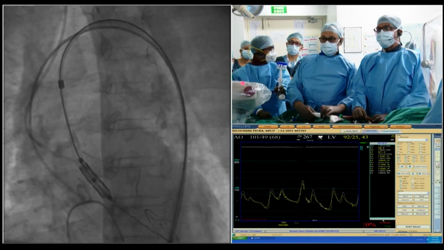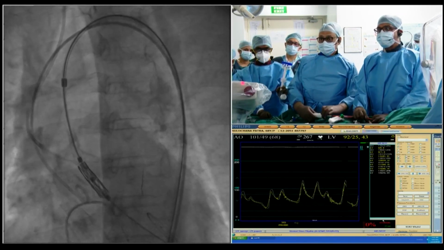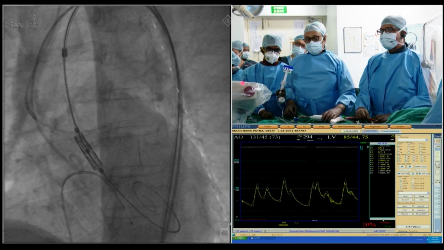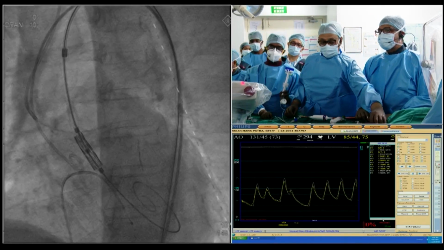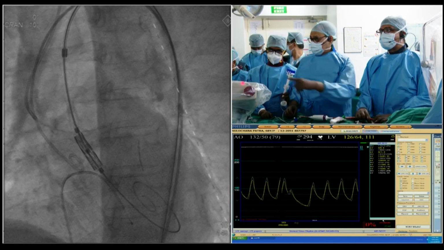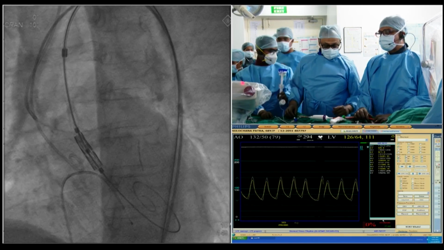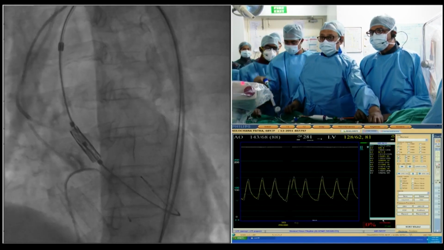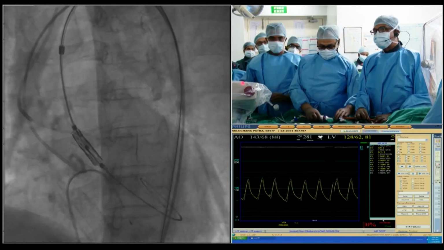Okay, we had to balloon size not only just for that. As I told you yesterday, I always pre-dilate all severely bulky leaflets, severely calcified, or even gradients which are more than 60. Here it is a 65 mean gradient. Lovely. And yeah. Okay, we'll take another picture here, right?